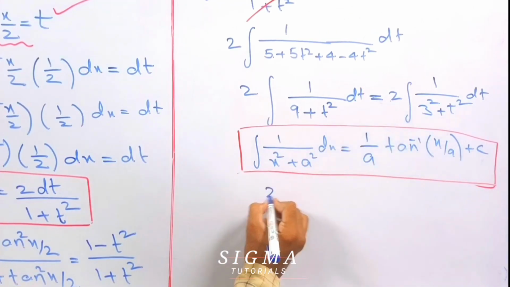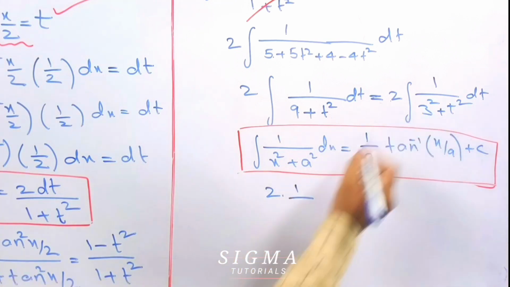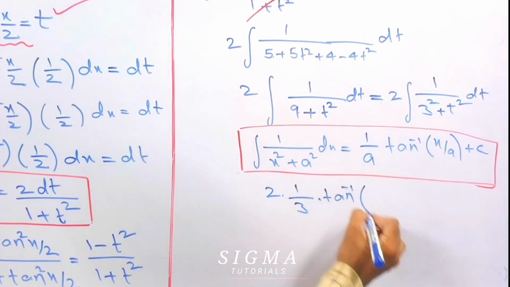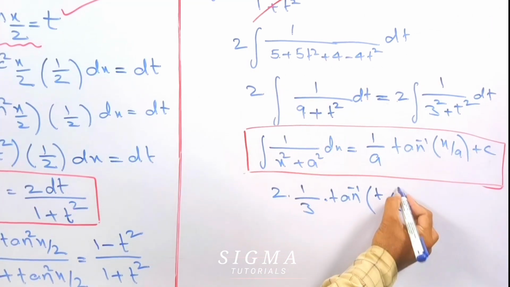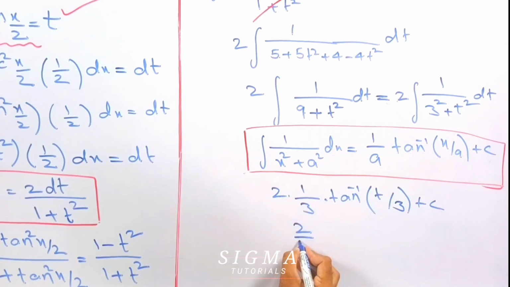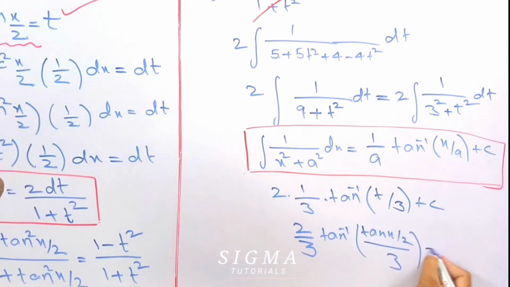First we will write 2, here 1 upon a means here it will be 3, and tan inverse from the formula, x means here t, by a means 3, plus integral constant. Now finally 2 by 3 tan inverse, t means here we considered tan x by 2, so we will write tan x by 2 upon 3 plus integral constant. This is your final answer.